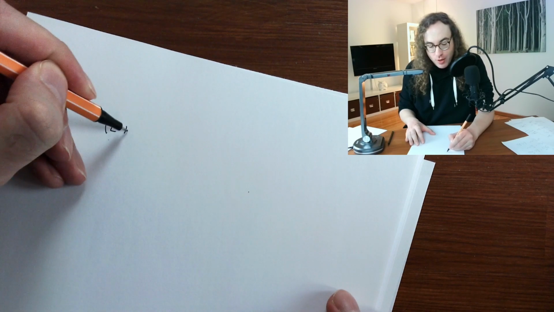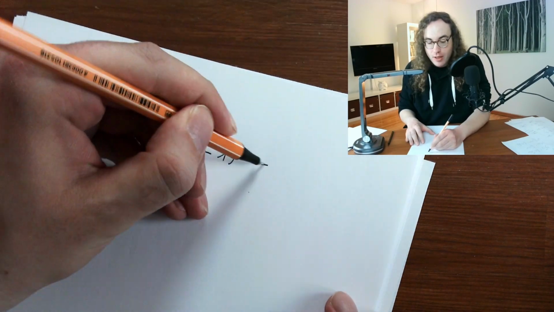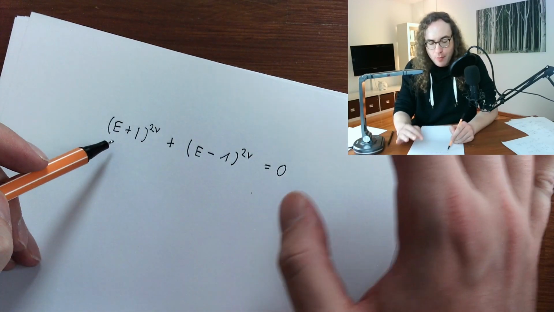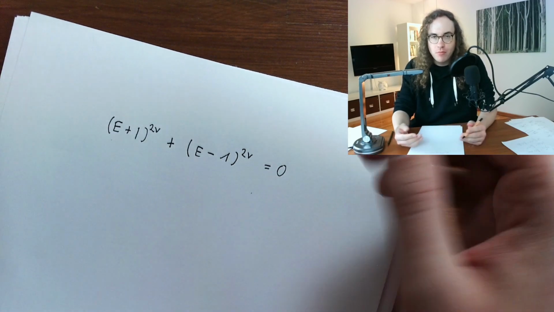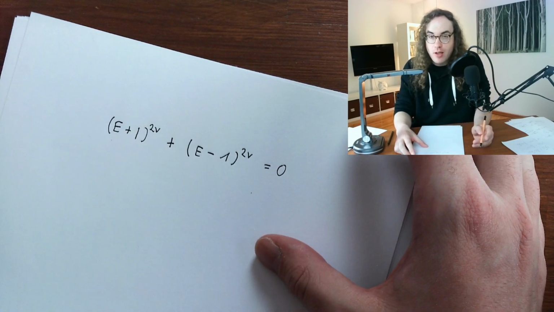Write (e+1)^(2v) + (e−1)^(2v) = 0. Now you might be wondering, what is e? It's not an Euler number. At the moment, it's something new, and it's nothing. It's just a variable. We just call it e for suggestive reasons, and we just study this equation. So far, no relation to the Euler numbers.